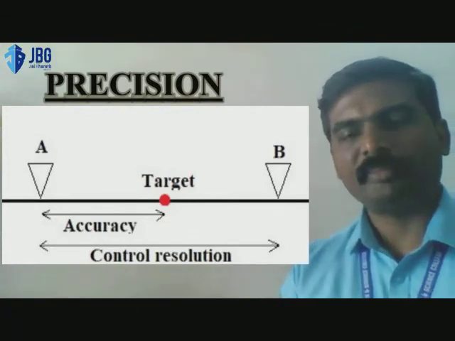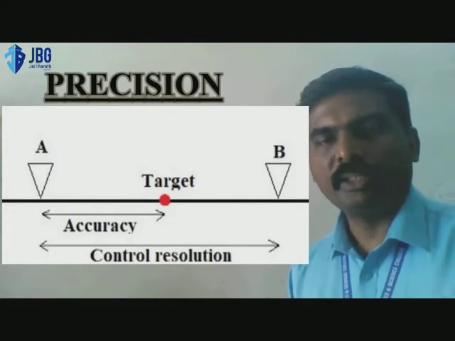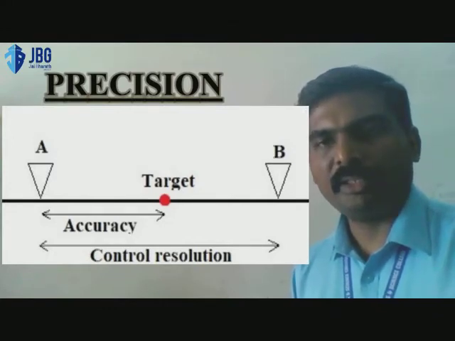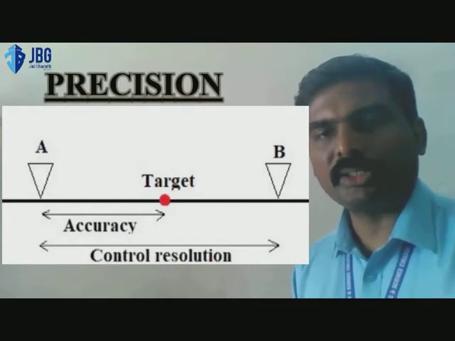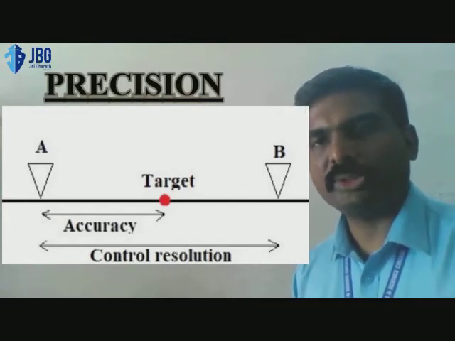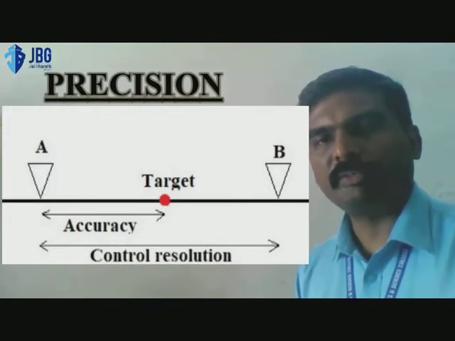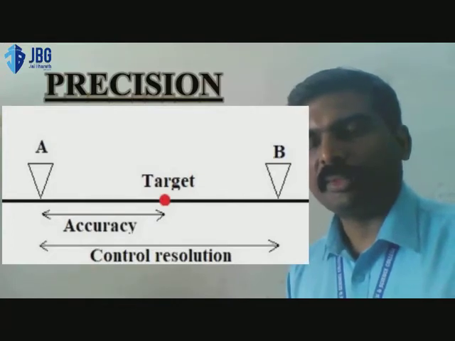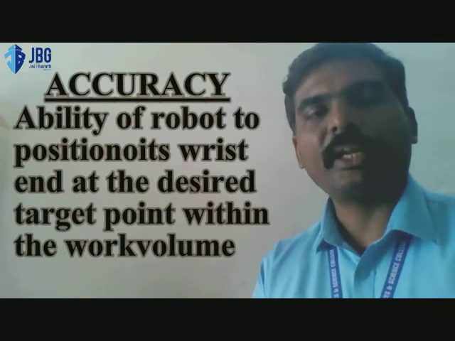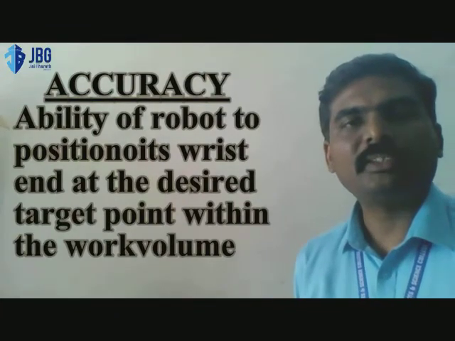Okay, so you can see the figure. There is a point A and B in which the noted point is the control resolution. The smallest possible step, or the difference between A and B, is called precision. Okay, so next we are going to discuss the accuracy of a robot. What is accuracy?